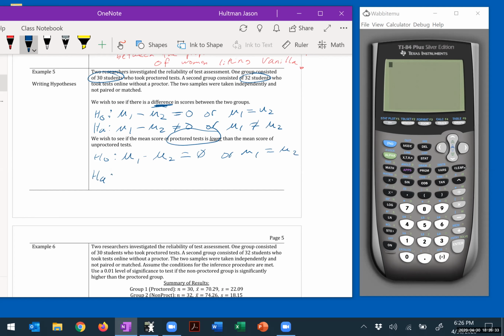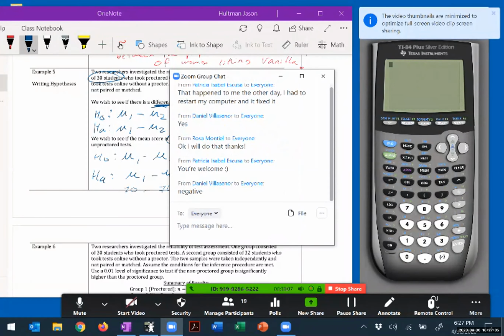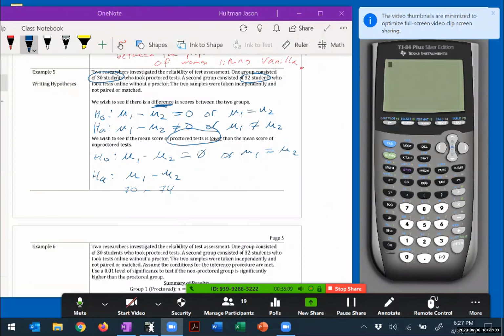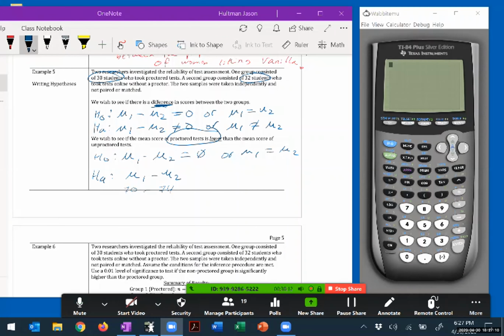What about if it's lower? Well, mu1 minus mu2 would be what? Maybe it's easier to think of it in terms of numbers. If this is 70 and this is 74, what would happen if I subtracted a big number from a small number? Wouldn't I get a negative number? Yes, thank you, Daniel. It would be negative. You're absolutely correct.